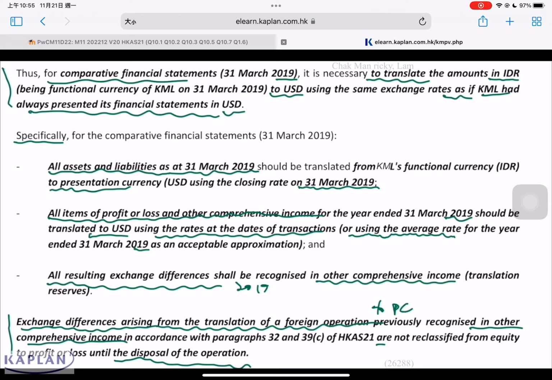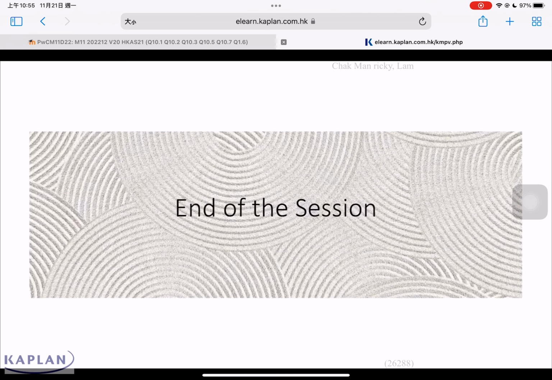This is the 30 marks question. Make sure you have in total 14 to 15 points covering Part A and Part B. We come to the end of this session on AS21 and accounting for the effect of changes in foreign exchange rates, together with foreign operations, including foreign subsidiary and foreign associate.